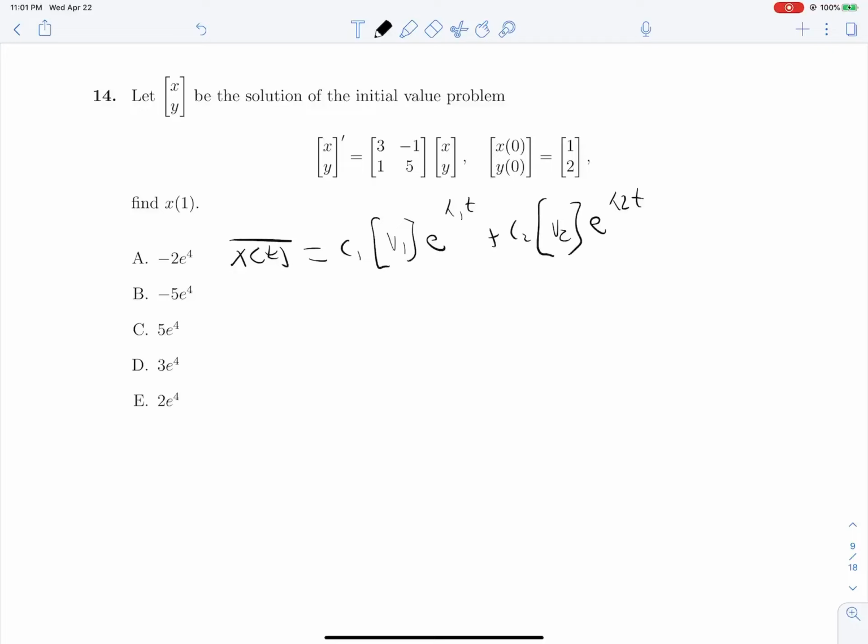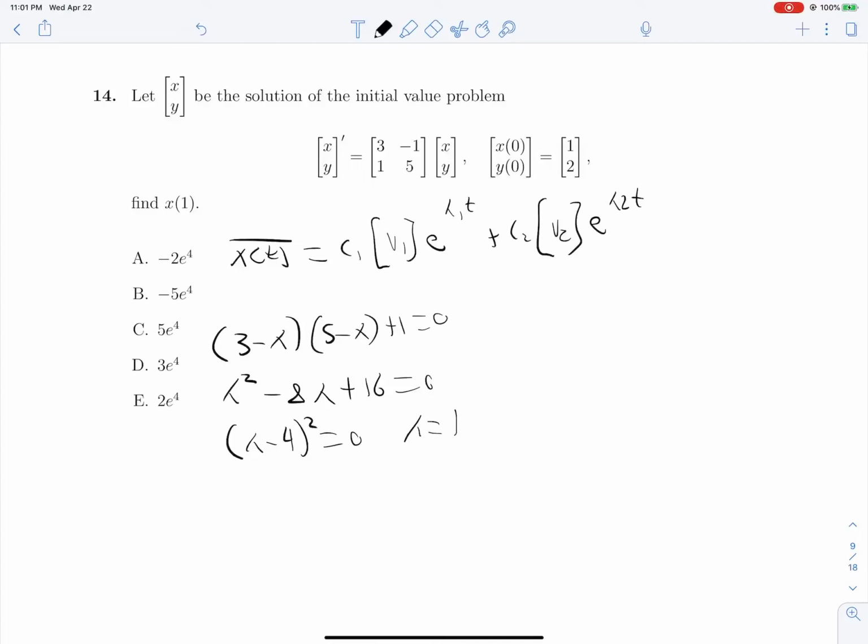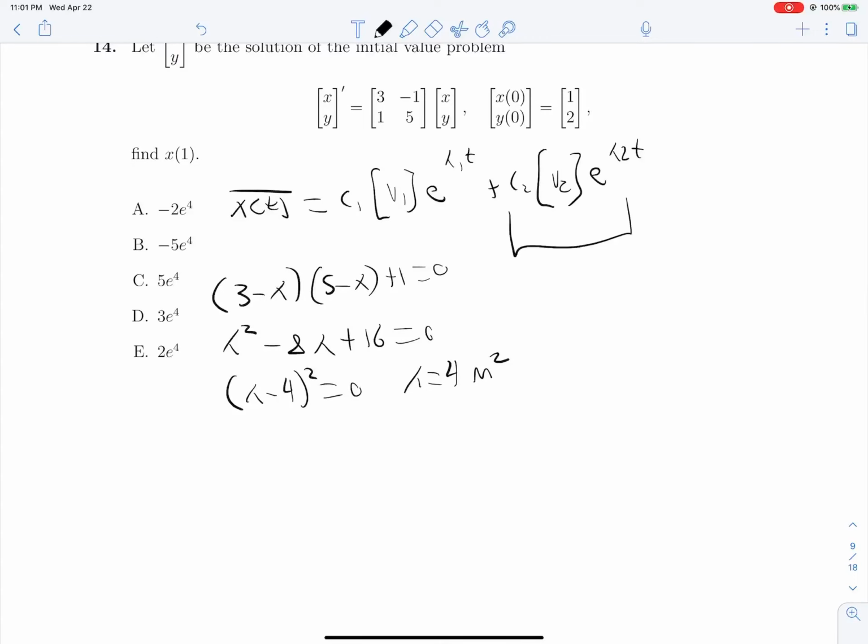Finding our eigenvalues, we're solving the determinant of A minus lambda I equals 0: 3 minus lambda, 5 minus lambda plus 1 is equal to 0. Lambda squared minus 8 lambda plus 15 plus 1 is plus 16 is equal to 0. Oh no, multiple eigenvalues. Lambda minus 4 squared is equal to 0. So lambda is equal to 4 with a multiplicity of 2. Things just got interesting. So it really won't be in this form at all.